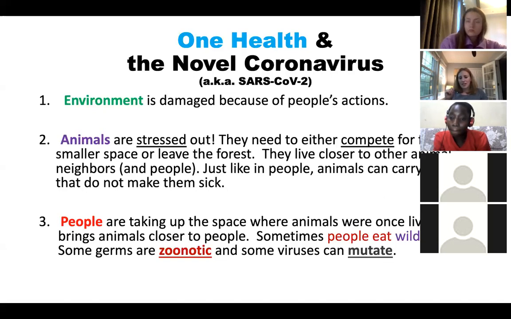We need to make sure that as many people as possible understand the risks that are involved, because some germs are zoonotic, right? Some germs do spread between different species. Not all, but a lot. And some viruses can mutate. And remember what we said earlier, mutation means change. A mutation of a virus can strengthen the virus, it can weaken the virus, or it can just simply change the virus and not cause it to be a big deal.